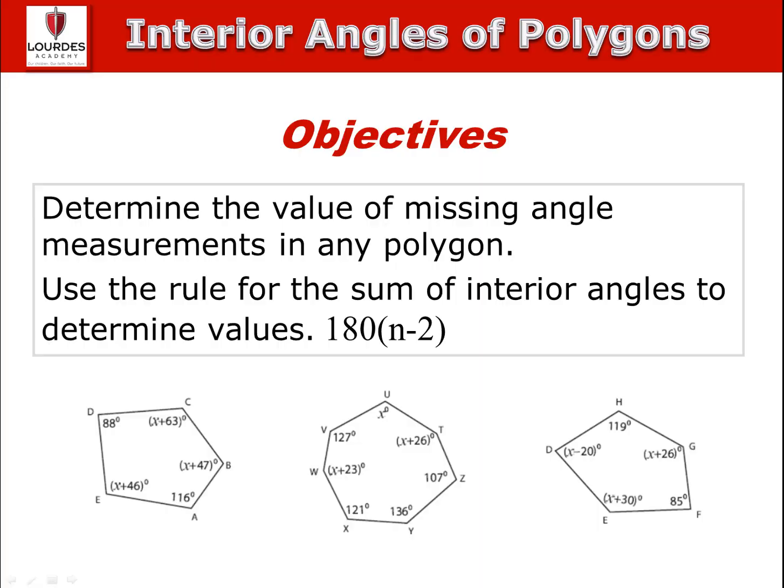This lesson is to help you understand the process of finding the missing angle measurements of any polygon. You'll use the rule for the sum of interior angles to determine those values, and we already have discovered that rule is 180 times 2 less than the number of sides in that polygon.